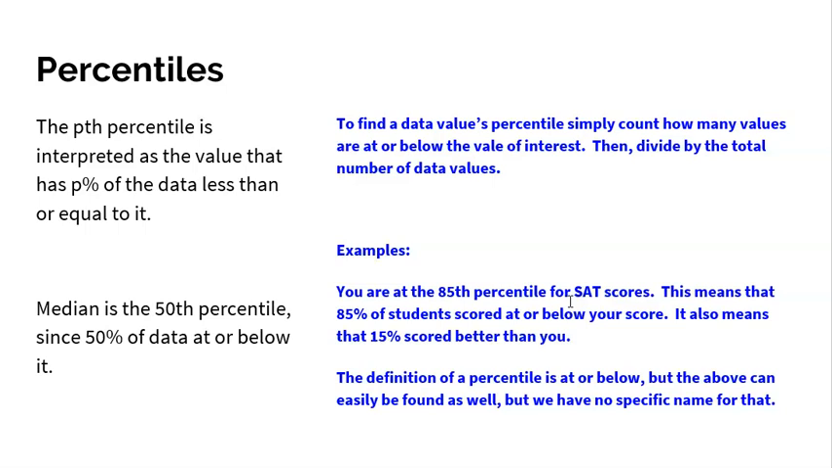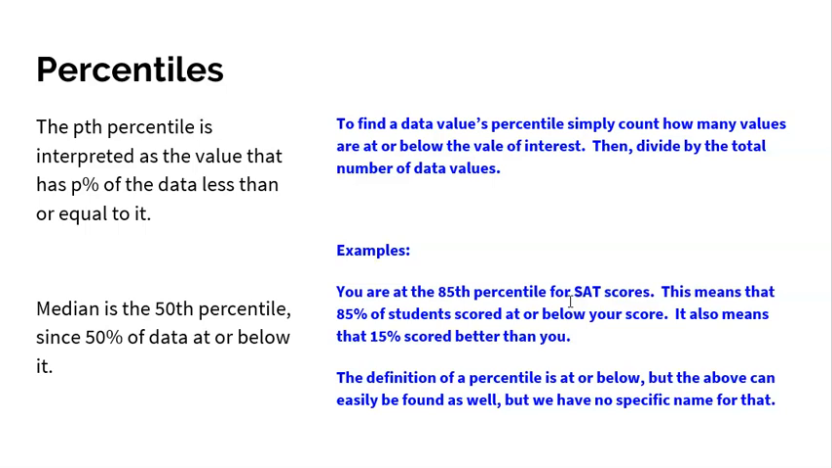For example, if you get your ACT score, you might read in your score report that you were at the 85th percentile. What that means is that 85% of students scored at or below your score. It also means that 15% scored better than you. So even though the definition of a percentile is at or below, you can do some quick mental math to figure out the above. But the official definition of a percentile is the percent of data less than or equal to it. So it's really easy to find a data value's percentile.